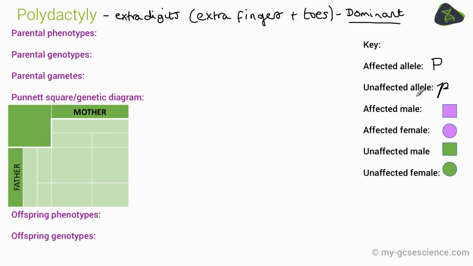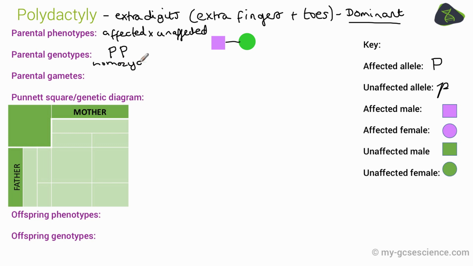So let's say you have a cross between a couple where there is an affected male and an unaffected female. We use different colours to represent whether the person is affected or unaffected, and different shapes to represent the genders. So if we took an affected male with an unaffected female, whether or not they've got polydactyly is the parental phenotype. And the parental genotype could be either capital P for the affected male, or it could be capital P lowercase p.